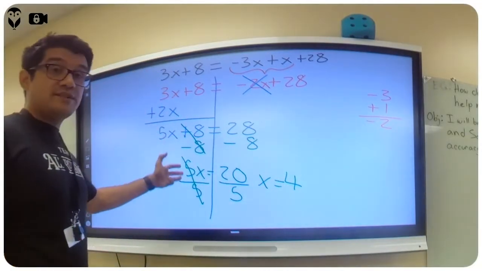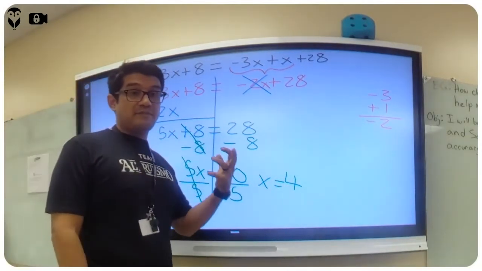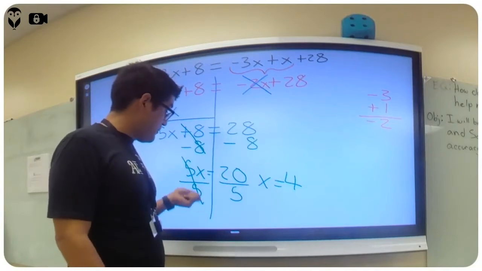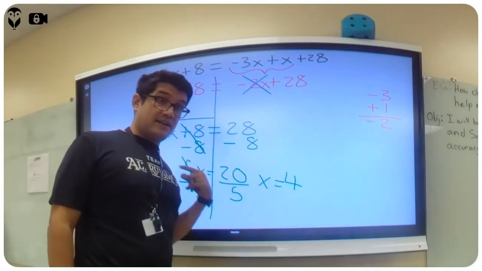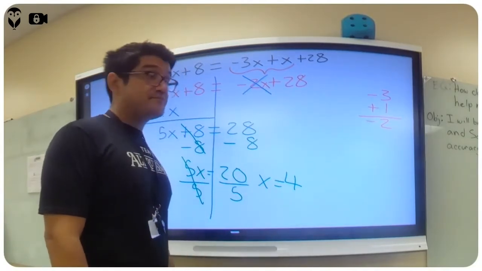Remember, whatever you do to one side, you do to the other side. You're trying to leave x by itself, which is our end result. X is all by itself. 5 divided by 5 is 1x. How do you write 1x? Right there.